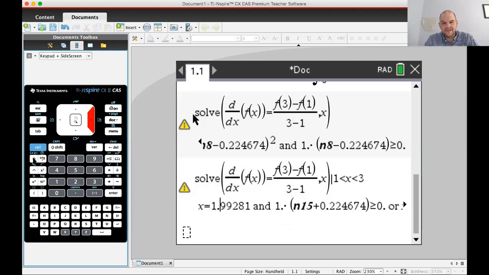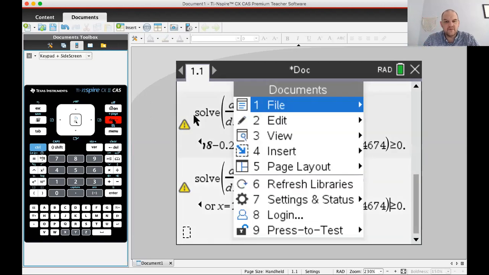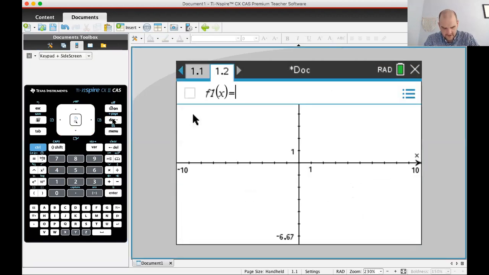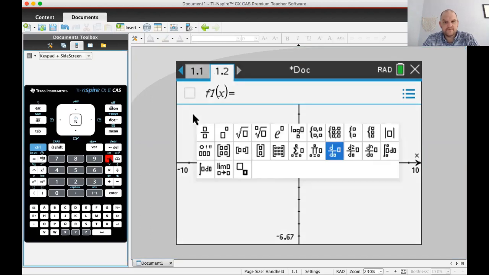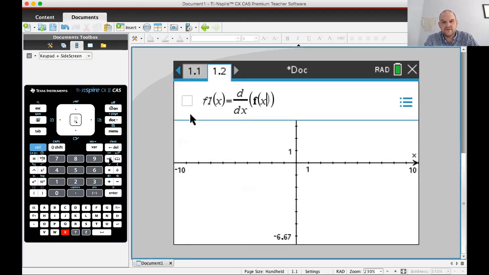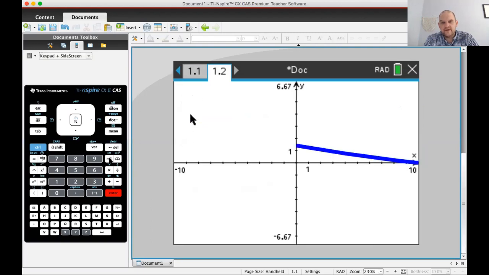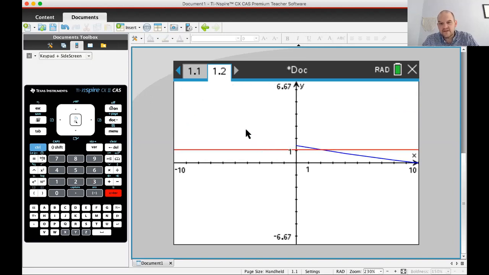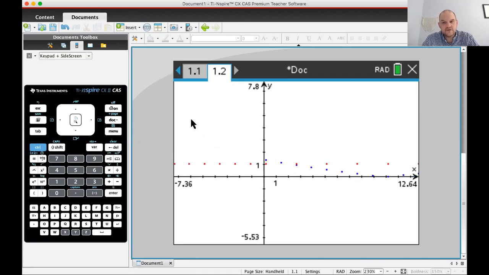I get 1.9928, and this thing is true. So I'm thinking 1.9928, so 1.993, but I don't like that. So what I'm going to do instead is go to a graph page. I need to graph the derivative, with respect to x of f of x. And then I also need to graph the average rate of change: f of 3 minus f of 1 over 3 minus 1. And we get this. Now I just need to find this intersection point, which hopefully works.